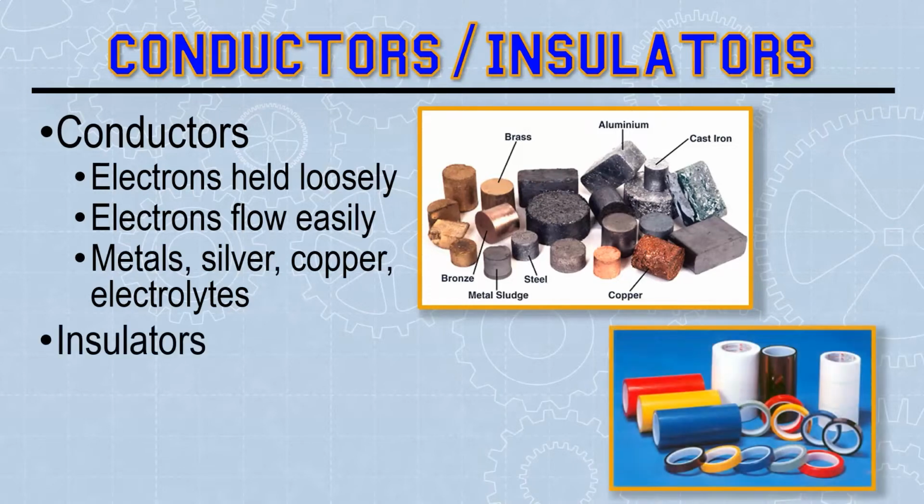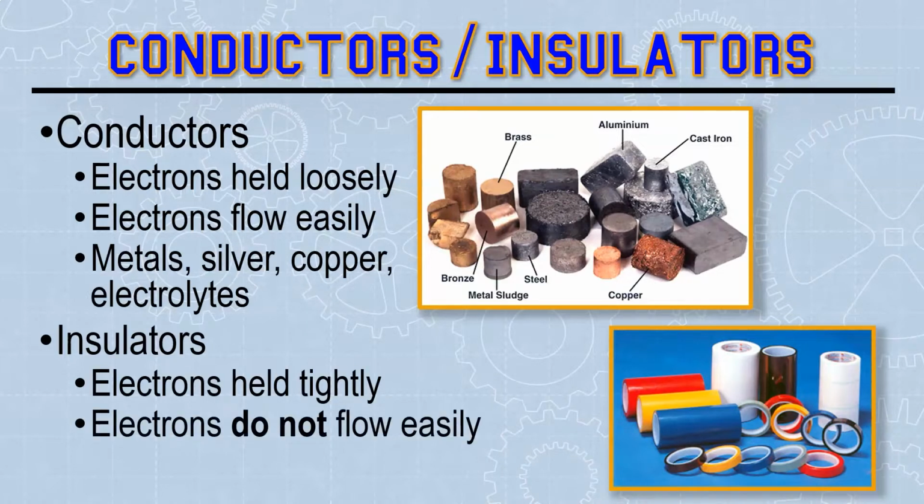On the opposite end is insulators. Insulators hold on to their electrons very tightly in those inner energy levels. That means they're very hard to push along. It takes a lot of energy, so electrons do not flow very easily. This prevents electrons from flowing. We see this a lot in plastic, rubber, air, and glass. This is why a lot of electrical equipment is either insulated or coated with rubber or plastic.